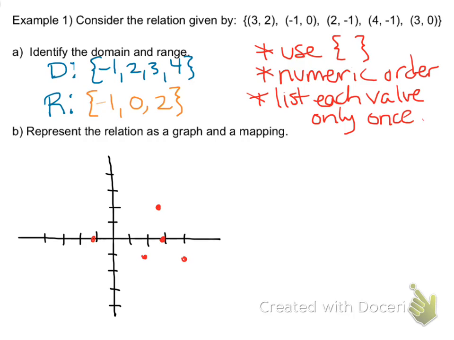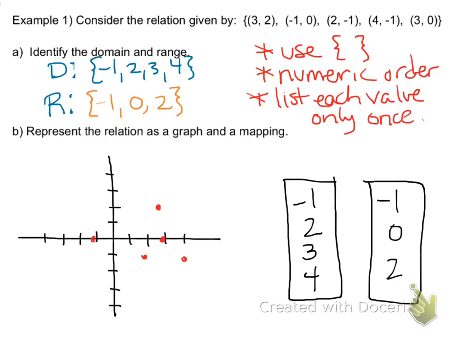So once we've graphed all the points, the graph should look like that, and now let's go ahead and do the mapping. Again, we've listed the x-coordinates in the first box and the y-coordinates in the second box, and now we just have to draw an arrow for our ordered pairs. So 3 is mapped to 2, -1 is mapped to 0, 2 is mapped to -1, 4 is mapped to -1, and 3 is also mapped to 0. And so this is what our mapping would be.